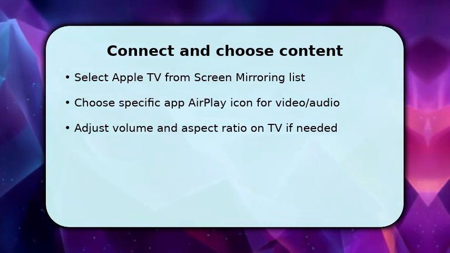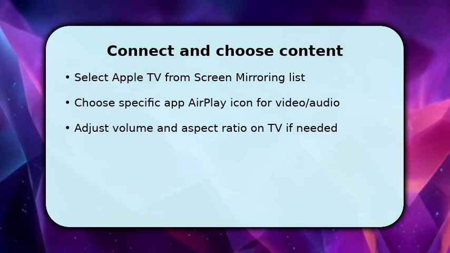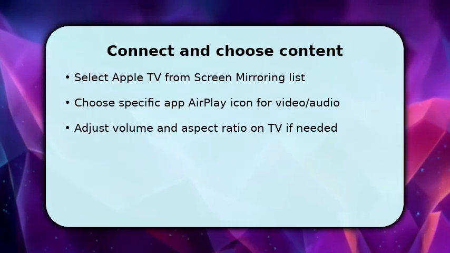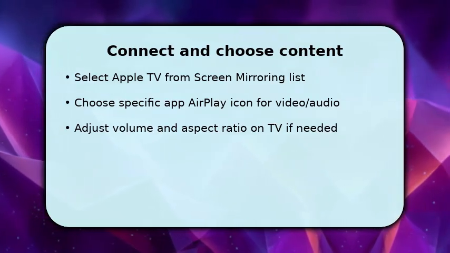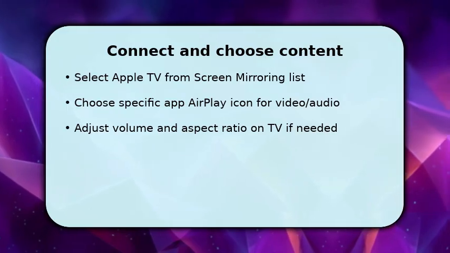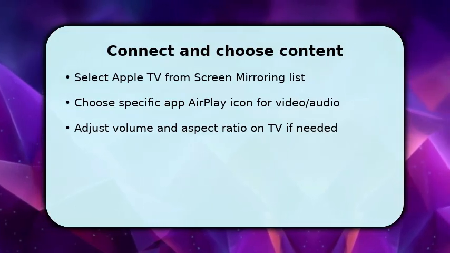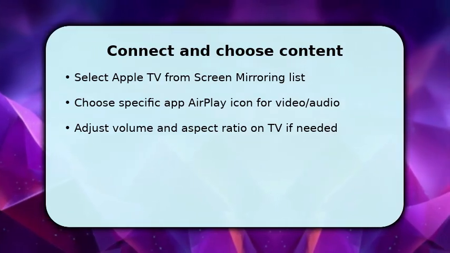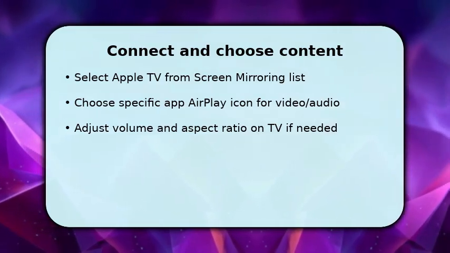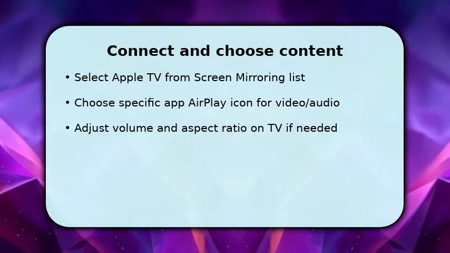If streaming from apps like Photos or YouTube, tap the AirPlay icon inside the app and pick the Apple TV for just that content. Once connected, make sure volume and aspect ratio are comfortable. You can switch between mirroring and app-specific playback. This step gives you control over audio routes and screen fit, so the content looks and sounds right.